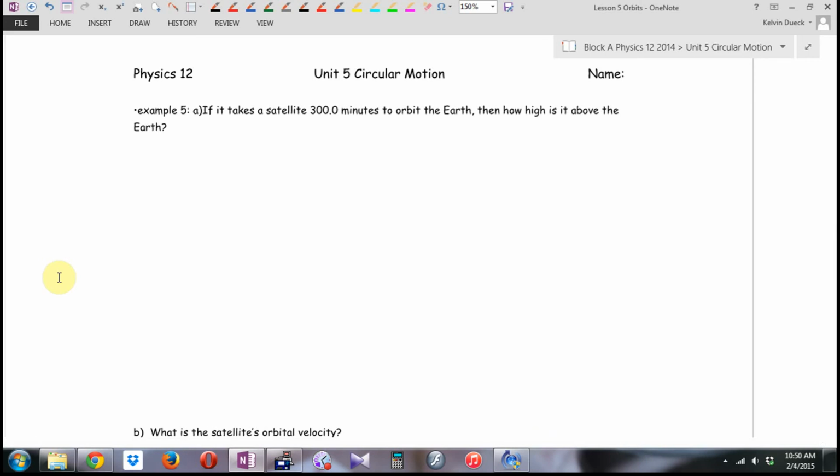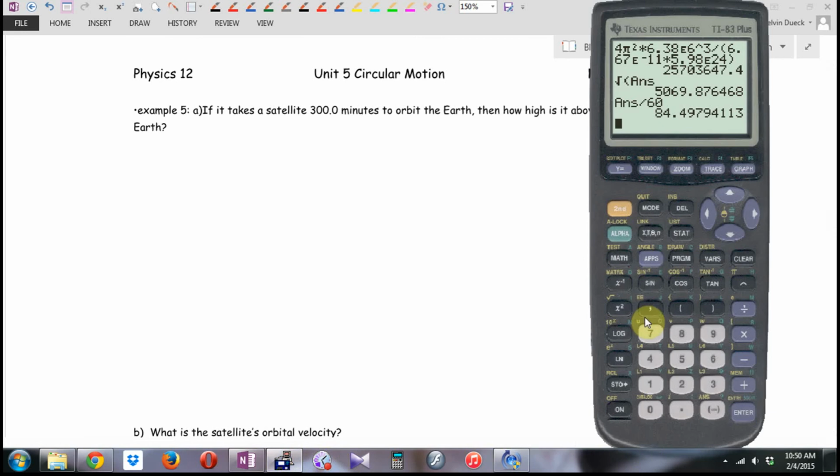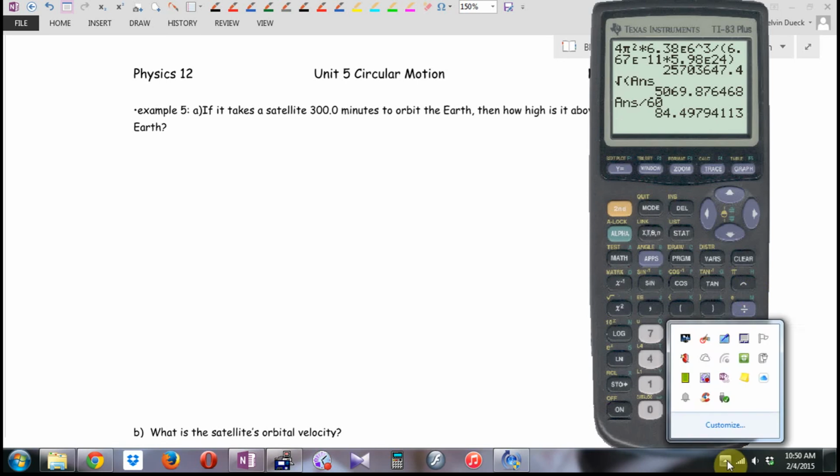I don't know how to get cubed. You're looking for this button right here. That's to the power of. Oh, never mind. Thank you. Okay.